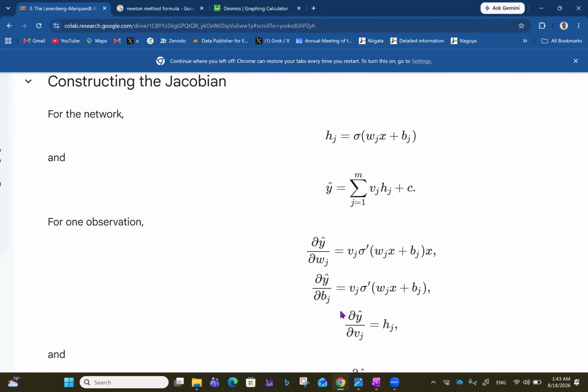Then we do that for b sub j also. Because b sub j doesn't have anything attached to it, we just have v sub j sigma prime (w sub j x plus b sub j), and then we also have dy cap dv sub j. In that case, that just goes straight, so it remains h sub j, because the other term is constant and goes away.